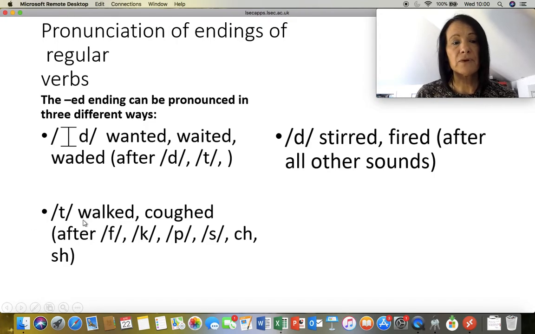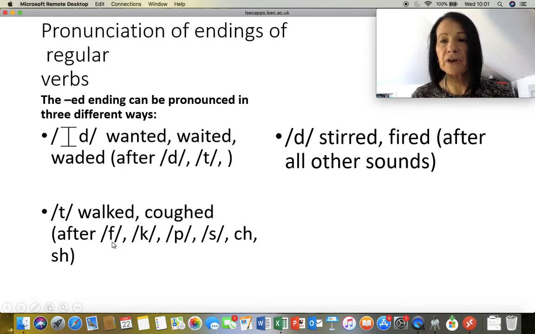Now, let's have a look at these words that sound like this, t at the end. Walked, coughed. And if you notice, lots and lots of letters here. So any verb that ends with an f sound, k, p, s, ch, and sh. You might be able to think of some more words.